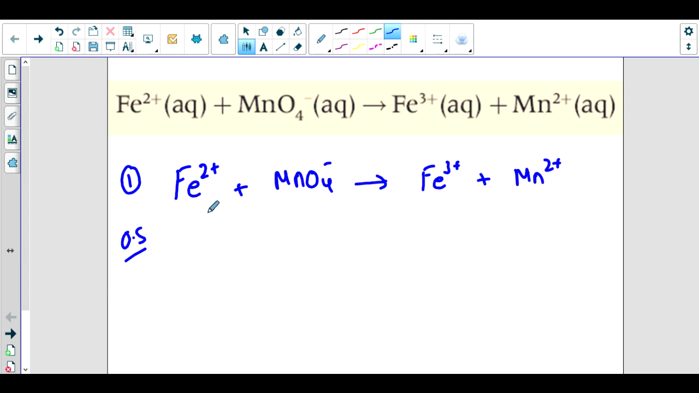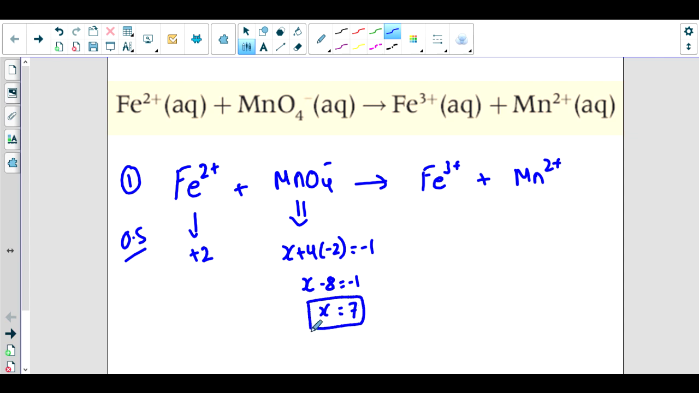Using the rules of oxidation state, you can see this is an ion, so what's the oxidation state here? It is +2. For Mn, ignore the oxygen for the time being, it will appear later. It's X plus 4 times the oxidation state of oxygen, which is -2, equals -1. So X minus 8 equals -1, so X equals 7. So Mn here is 7.